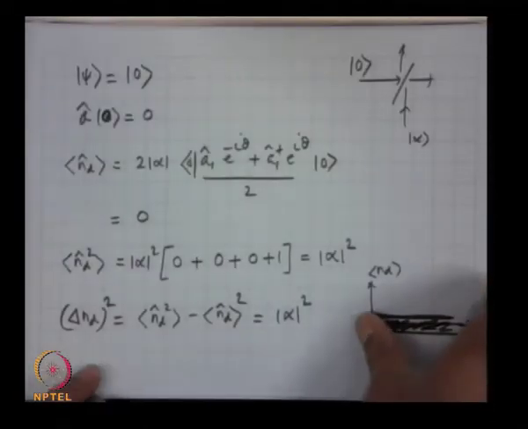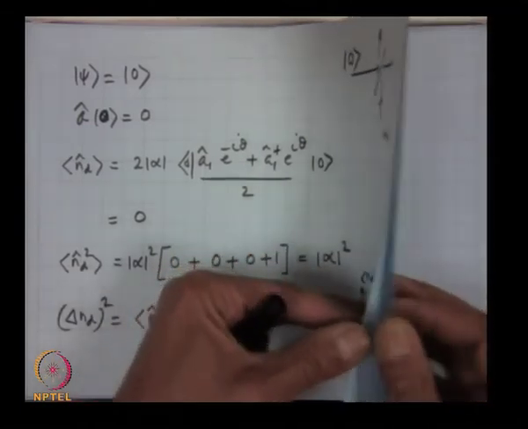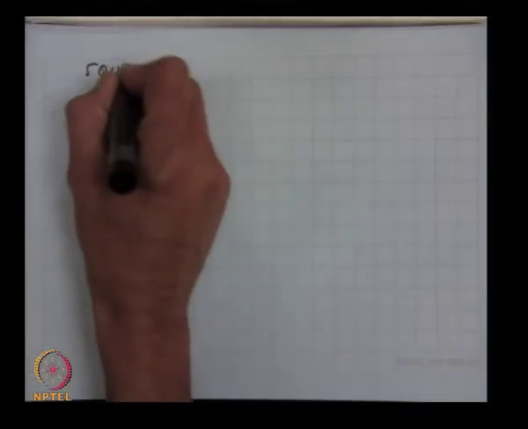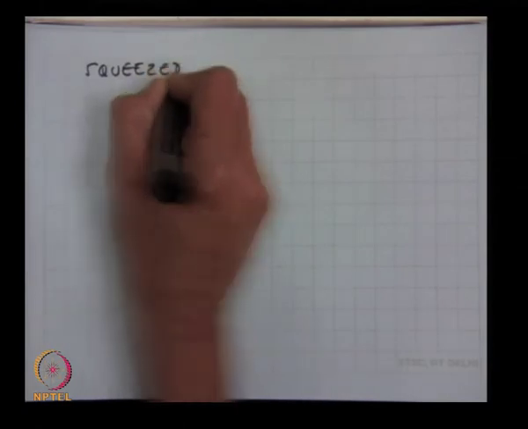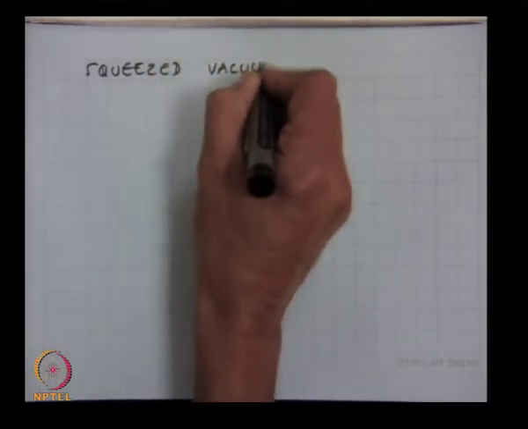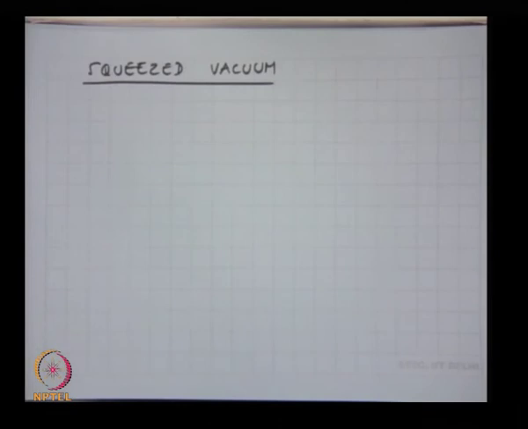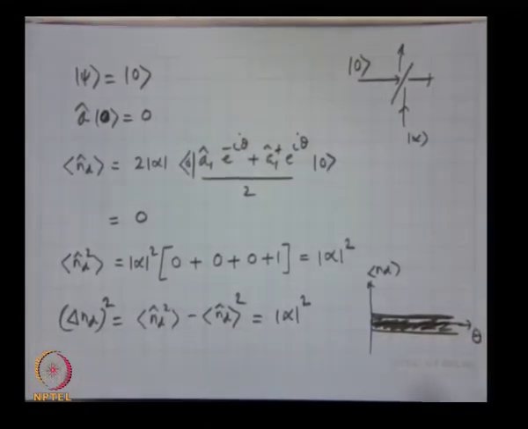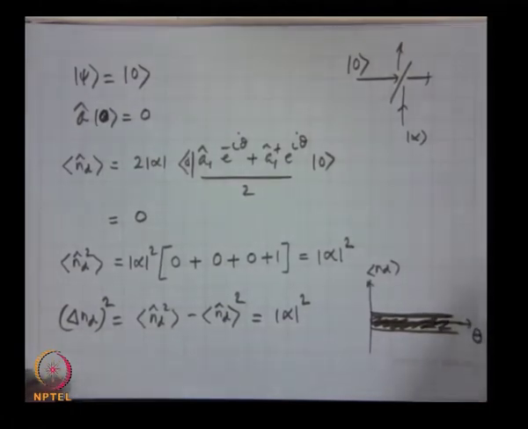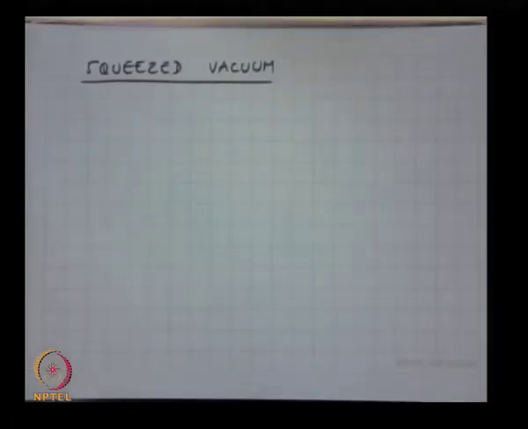Now let me go to a squeezed vacuum state. The coherent vacuum state would have no variation. No variation meaning? Only a coherent vacuum state. Yeah. In the number of photons, but not in the electric field. If you calculate the electric field, there is variance. Yeah.